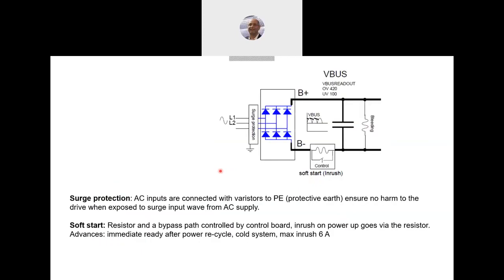Okay, now we go from left to side of the basic blocks of the power supply. So here we apply AC voltage of one phase. The first block you have in a power stage is called the surge protection.